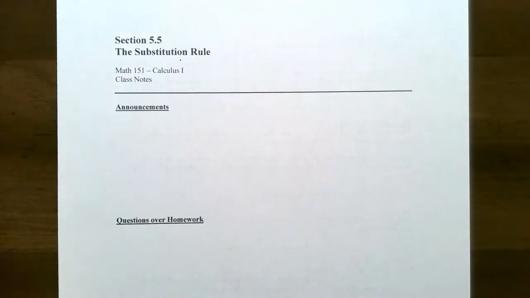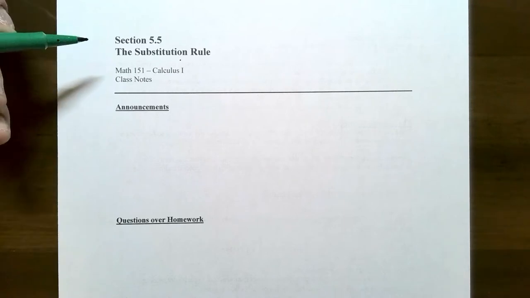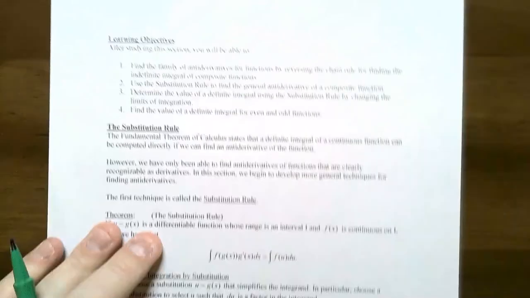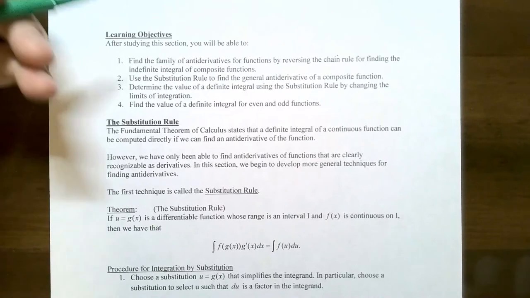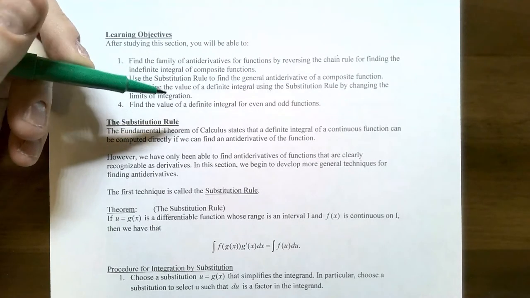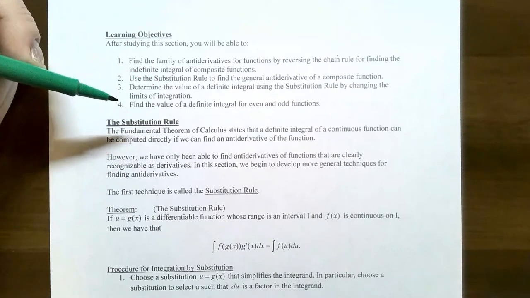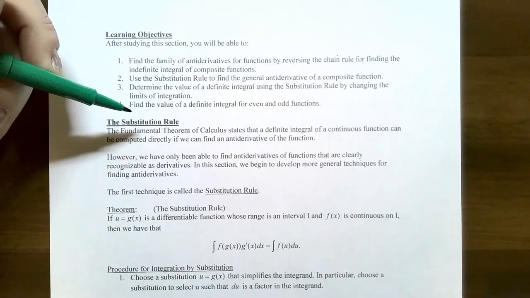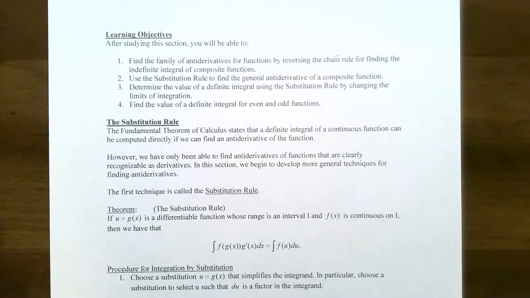In this video, we're going to finish up our discussion on using the substitution rule. So if you remember from the previous video, we still need to talk about how to find the value of a definite integral using the substitution rule by changing the limits of integration. And also we're going to look at how to find the value of a definite integral for even and odd functions involving symmetry.